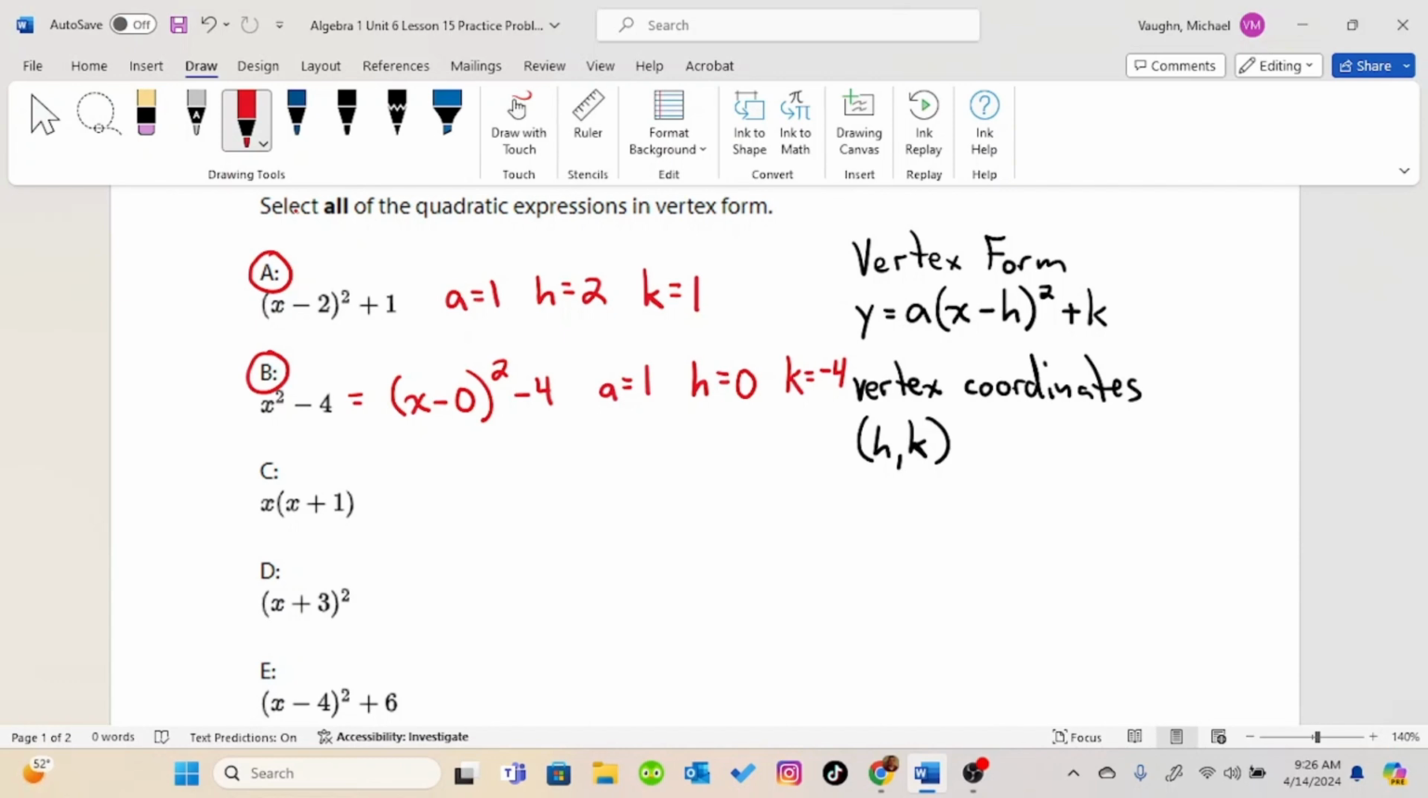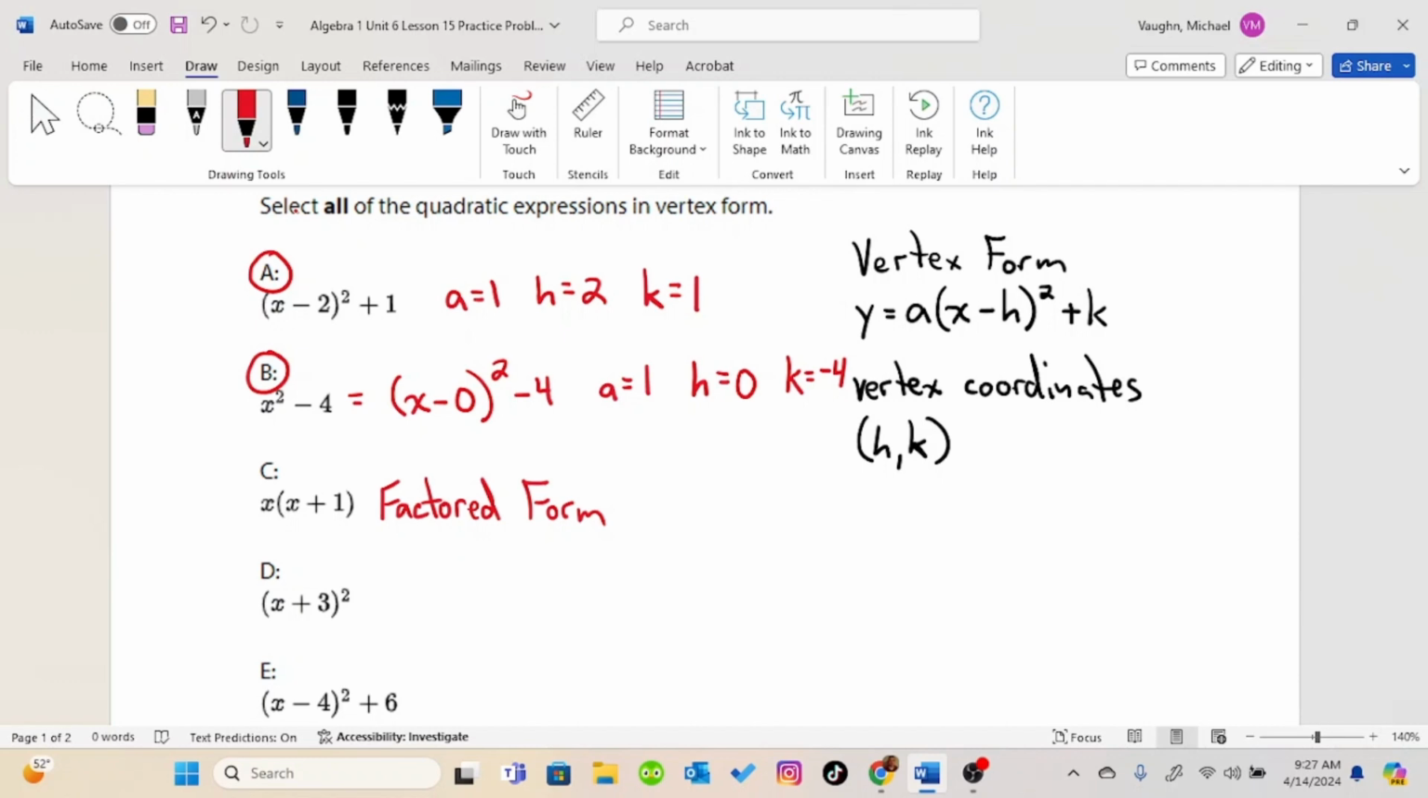Next, we look at C, and C is actually written in factored form, not vertex form. So C is not a correct answer.